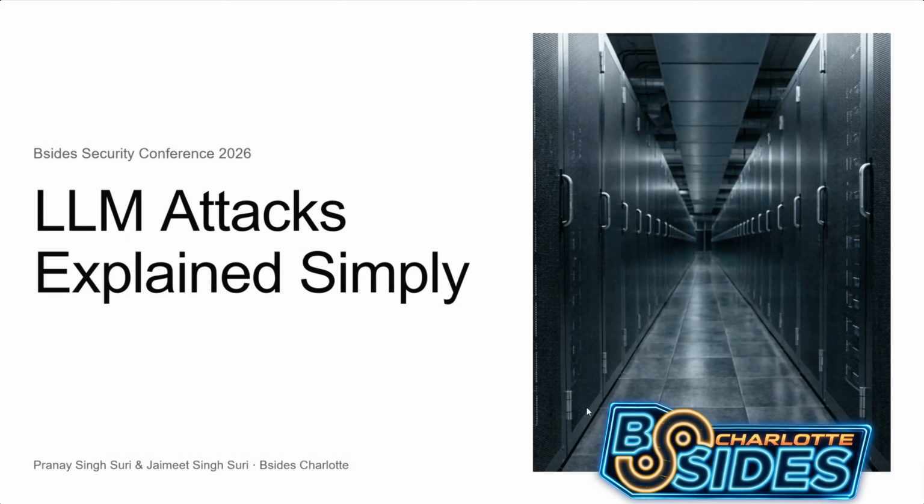Let's start with a simple idea. We all think AI systems are smart, but they're actually very easy to influence. Sometimes all it takes is the right wording, the right framing, or even hidden text in the data to completely change how a model behaves.